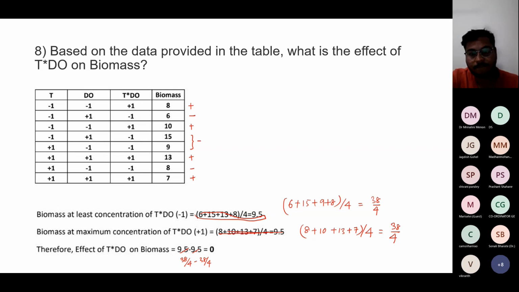Yeah. So now it's correct, right? 6, 15, 9, and 8. Yes, sir, the answer does not change. Yeah. Thanks for noticing that.